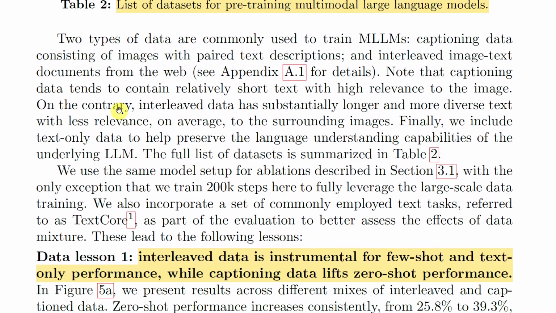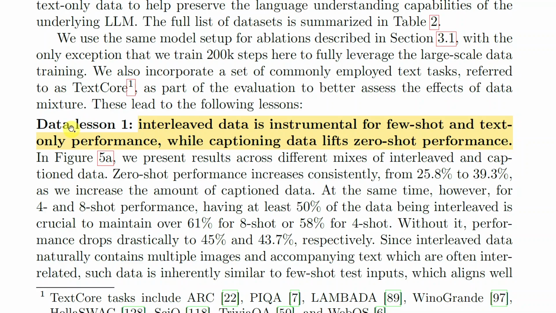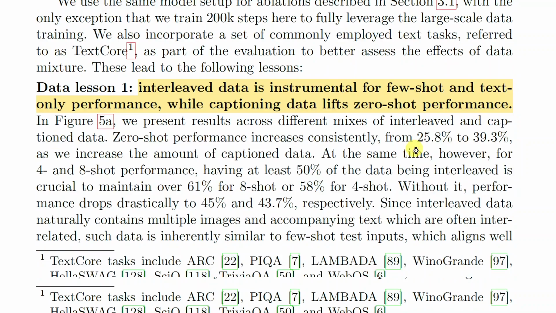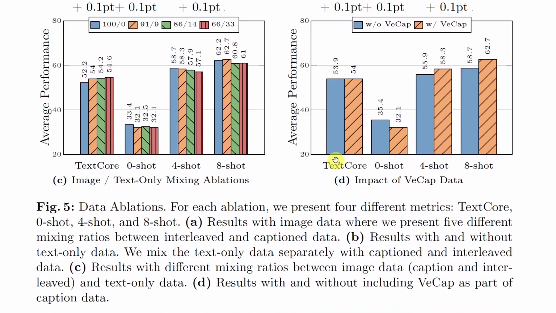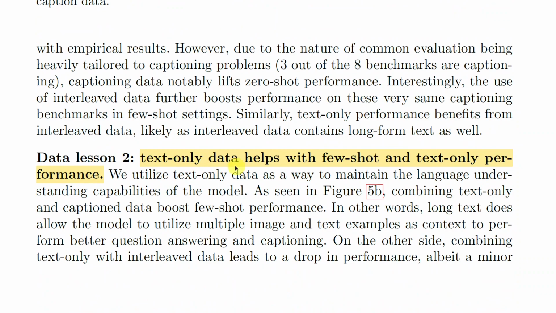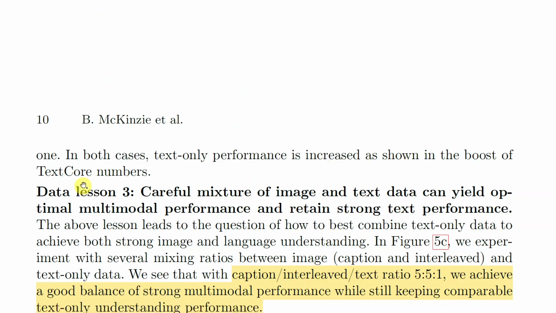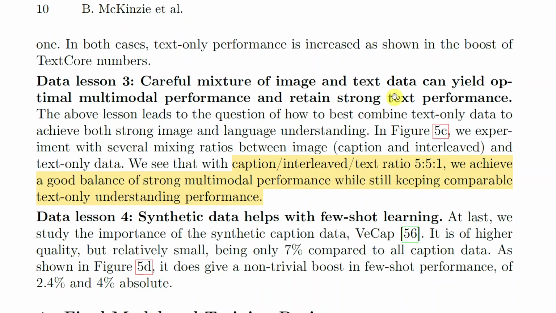From the data, different lessons were gathered. Data lesson one: interleaved data is instrumental for few-shot and text-only performance, while captioning data gives a boost to zero-shot performance. So that is one interesting result. Lesson two: text-only data helps with few-shot and text-only performance. And lesson three: a careful mixture of image and text data can yield optimal multimodal performance and retain strong text performance. They saw that a caption, interleaved, and text ratio of 5:5:1 achieved a good balance of strong multimodal performance while still keeping comparable text-only understanding.